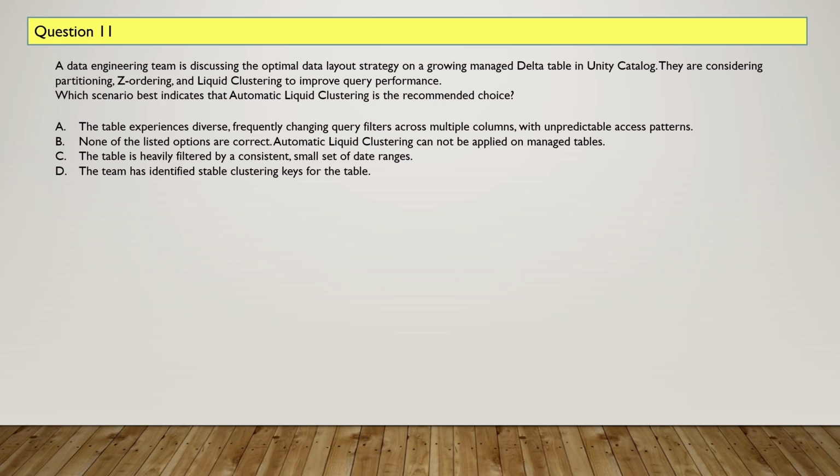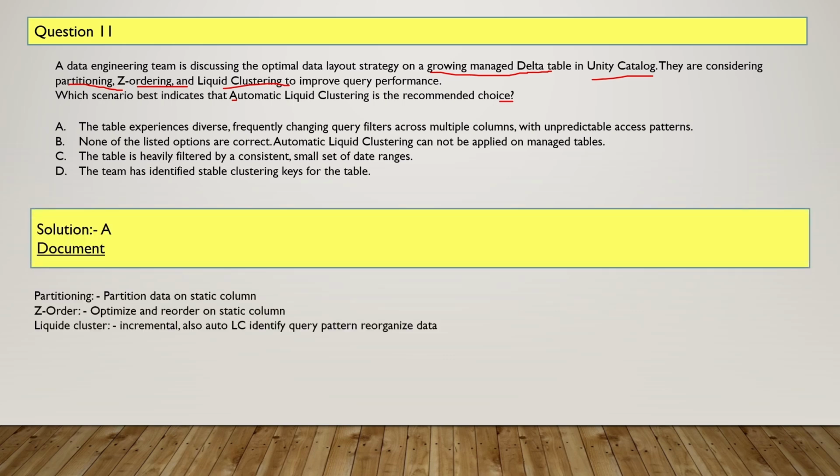A data engineering team is discussing the optimal data layout strategy for growing managed tables in Unity Catalog. They are considering partitioning, Z-order, and liquid clustering to improve query performance. Which scenario is best to indicate that automatic liquid clustering is the recommended choice? First, we'll understand what partitioning is. When we want to partition the data based on the year or a country, in that scenario we can use a partition. It will create a separate folder per country.